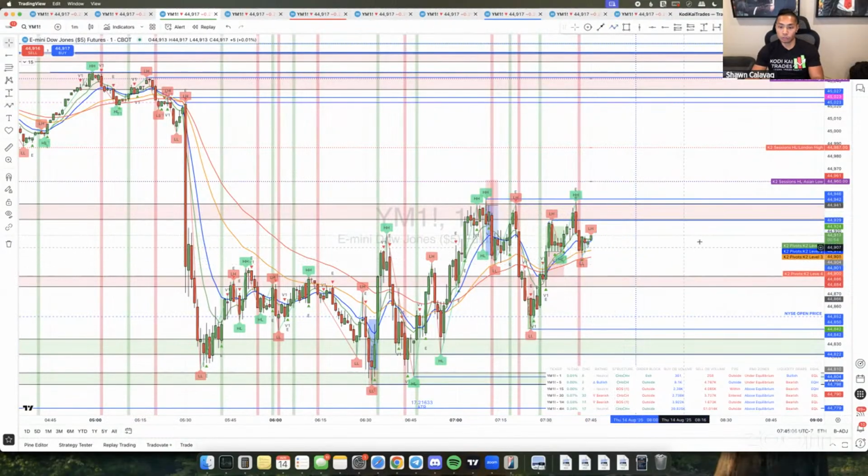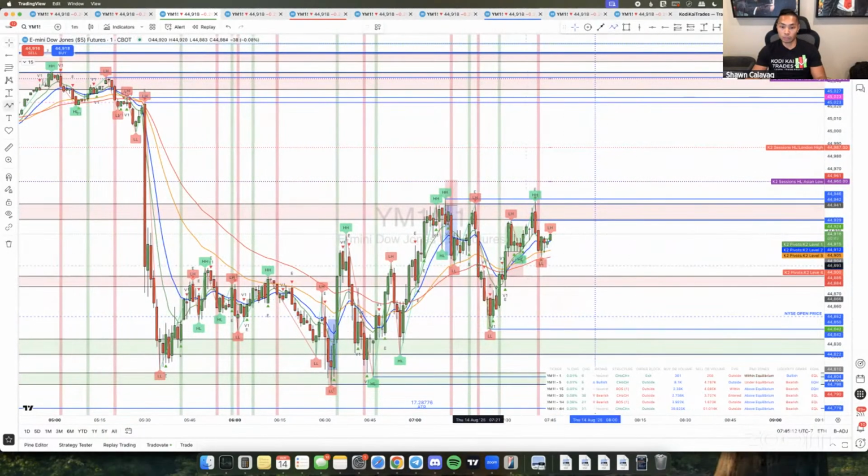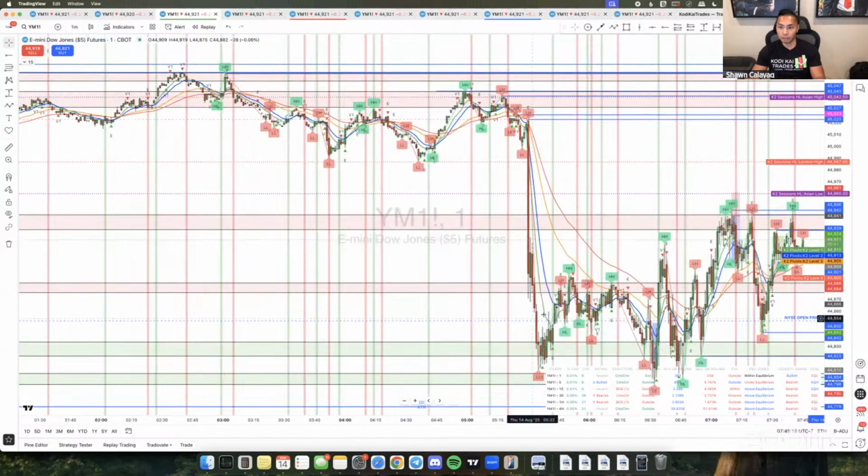Again, if you want to take a trade, I would wait for price to break above this area and stay above here. Or if you're looking for some sells, I would look for a break below here and stay below this point as well. Just nothing there yet.